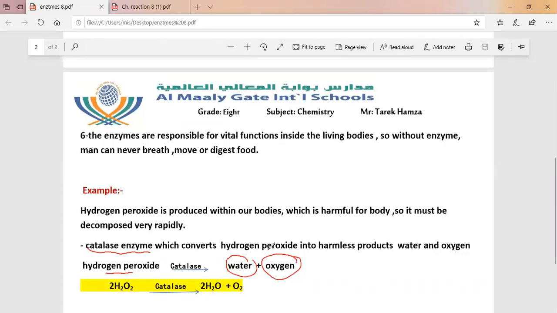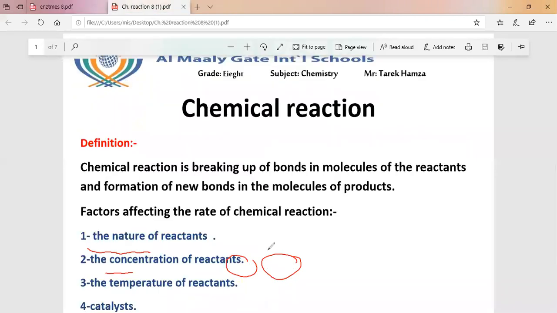Understand now, Hashim? Yes, Mr. Our lesson today is finished. Okay. I will make a revision of the preceding lesson. Anyone has any question on enzymes? Okay. Now we are going to explain the preceding lesson, chemical reaction, again.